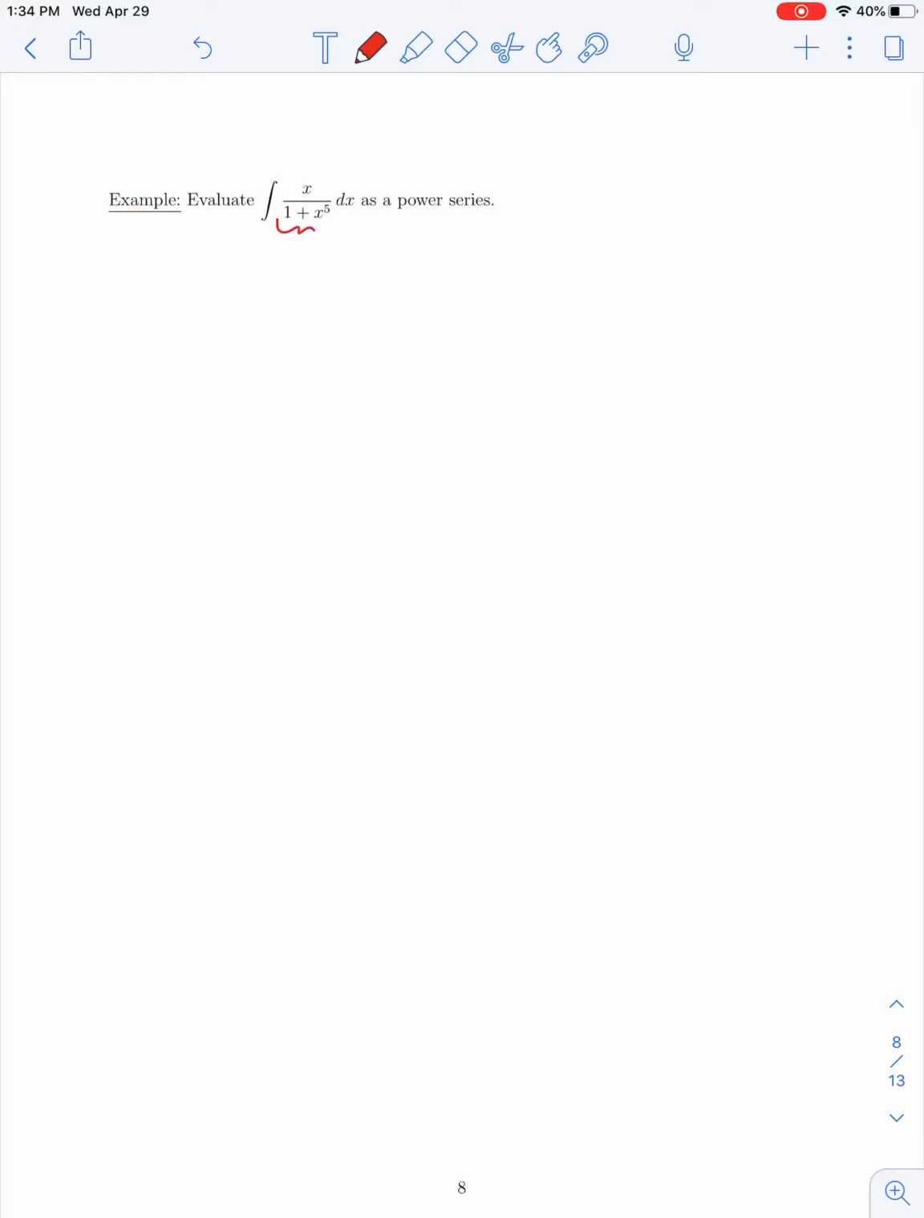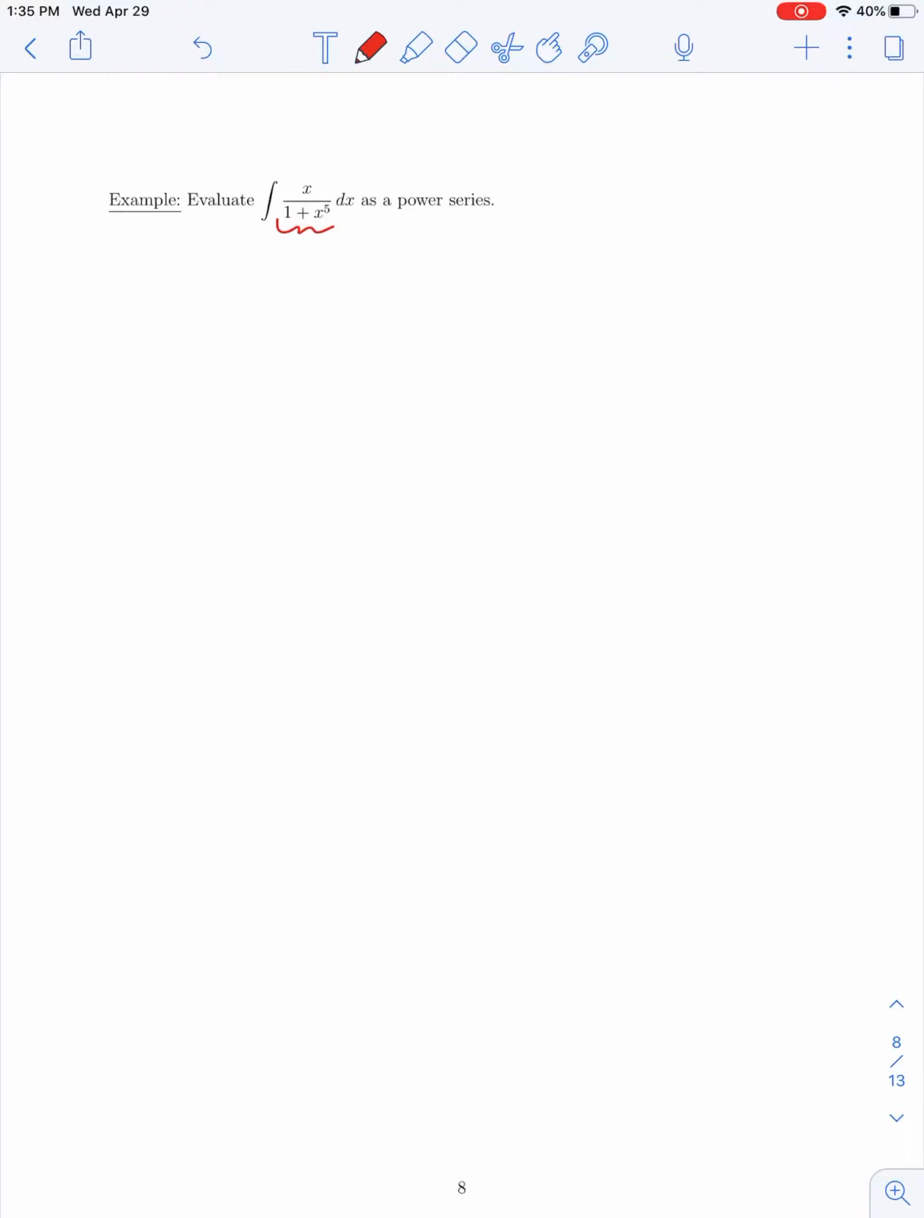This integrand, x divided by 1 plus x to the fifth, cannot be integrated by a substitution, integration by parts, using a trig substitution or partial fractions. So none of the techniques that we have for this course allow us to find an antiderivative of that function directly. But if we can express this function as a power series, then using our new theorem to integrate it, we could integrate each term of our power series. So let's see what we would have here.